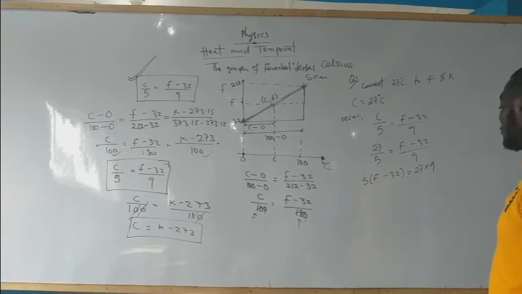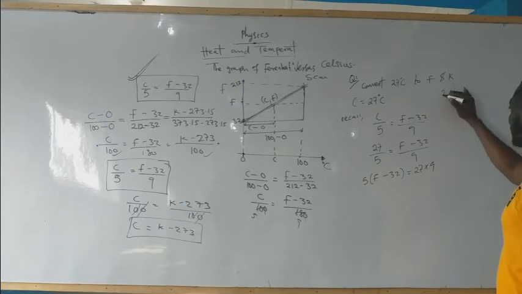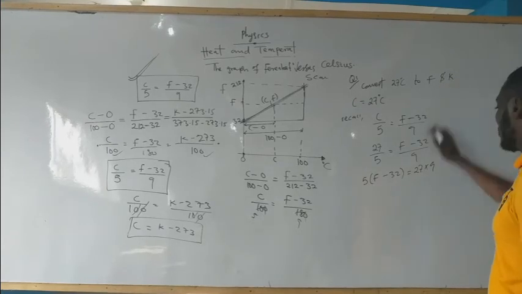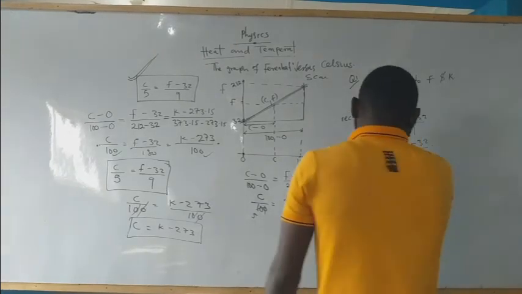27 times 9. That's 27 times 9, which is 3 raised to power 3 plus 2. That will give us 243.